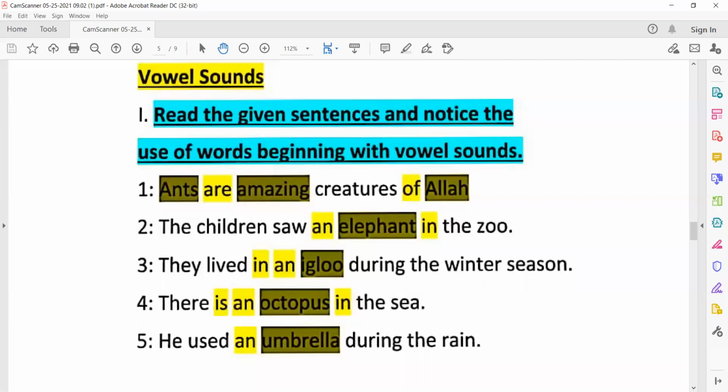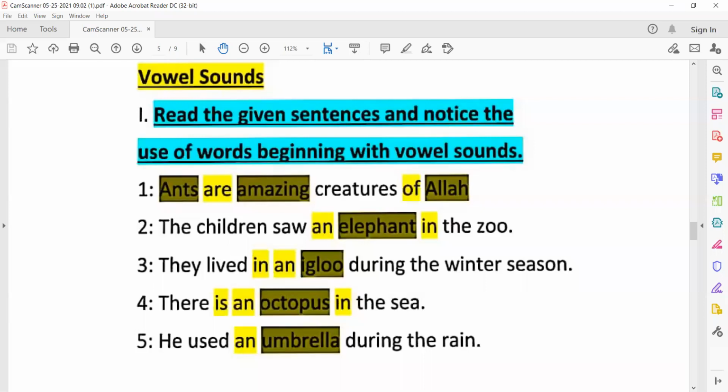Now look at this: umbrella. Here this is a vowel sound because it gives us the sound of u, right? While in used, it gives us a yo sound, that is Y sound. So used is not a vowel sound, while umbrella is a vowel sound. Clear? Because one gives us a Y sound and the other gives us a u sound. Clear, children?